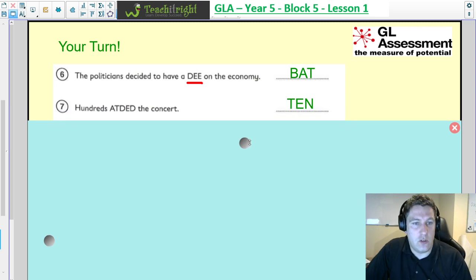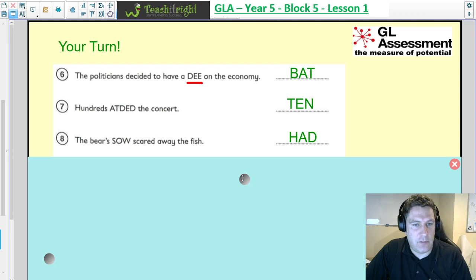Hundreds, something the concert. And the word we're looking for here is attended. This is a tricky one because you need to remember, of course, that attended has 2 T's. So when you were writing it out, if you only wrote it with 1 T, you may have only been left then with 2 letters. So it's really important you are a good speller.